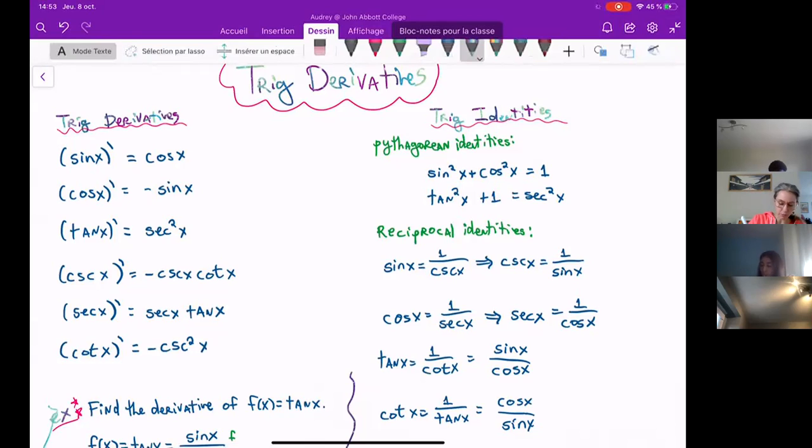The first thing I'm going to point out: I'm going to ignore the sine and cosine. I'm just going to separate those away. You just need to know those. Tangent and secant kind of go together, and cosecant and cotangent kind of go together. So you'll see that they kind of mimic each other. The cos are always negative.